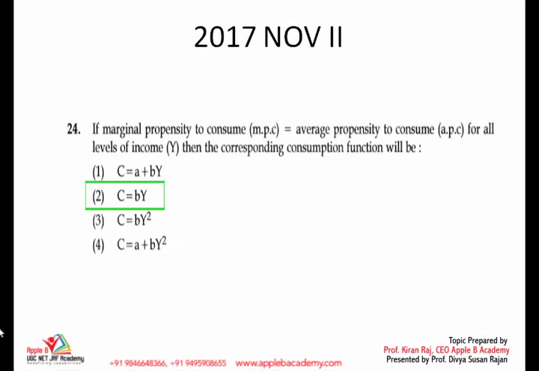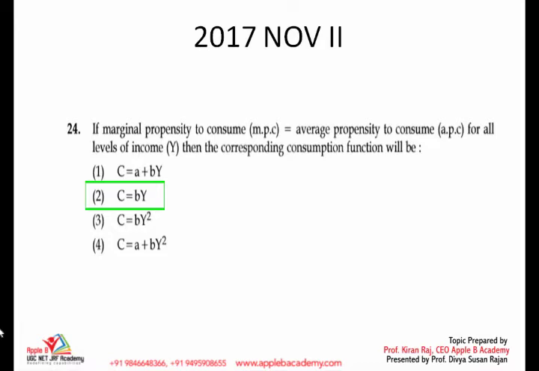In 2017 November paper 2, another question was asked with respect to the same concept. It's the same question that has been asked over a period of time. If the marginal propensity to consume is equal to the average propensity to consume for all levels of income, then the corresponding consumption function, as we've just proved, will be option number 2, C is equal to BY, because again we are considering the case wherein APC is equal to MPC.